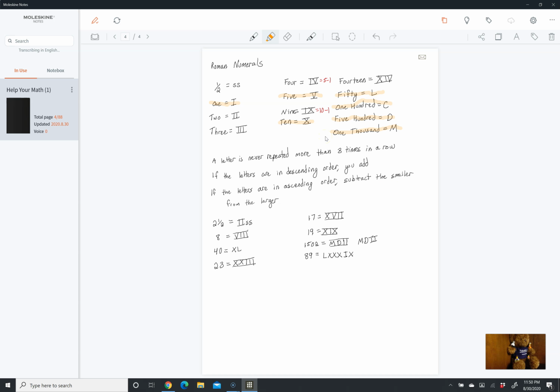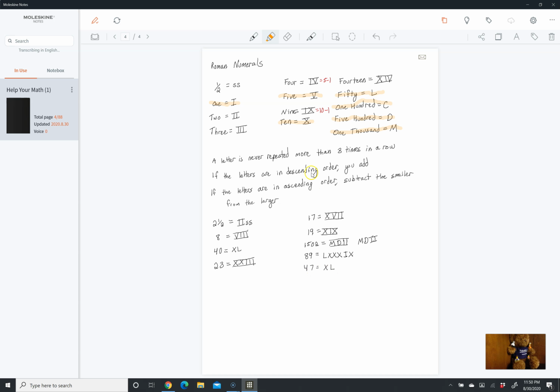Okay, and let's do one last one. Let's do 47. So 40, the lowest number less than that is 10, but that would require 4 X's, and we can't do 4 X's. So we're going to go up to 50, and 40 is 10 less than 50. So we're going to put an X first, and then an L. So notice here we would be subtracting because the X, the lower number, is coming before the higher number. So it's XL. That gives us the 40.